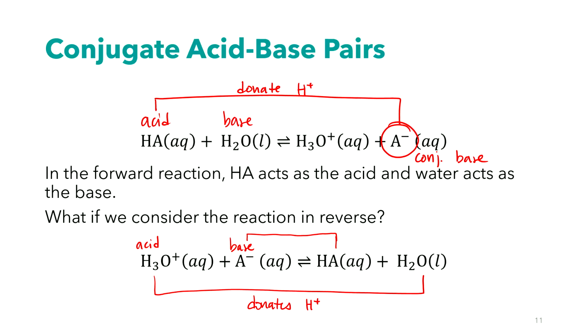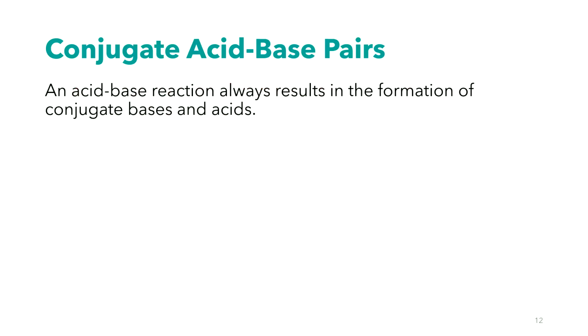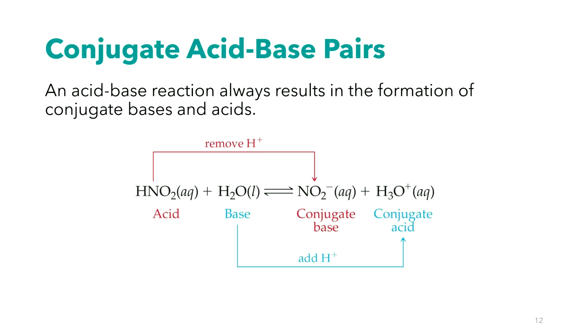All right, this is true for every single acid-base reaction. You will always generate the conjugate acid and the conjugate base. All right, so here's an example here of HNO2 acting as an acid. Right, it gives its proton to water, so water's acting as the base. But now on the other side, we've created NO2 minus.